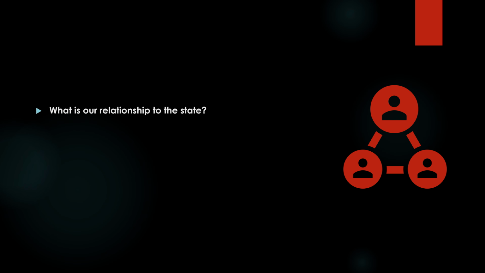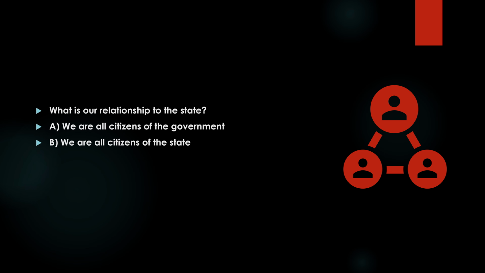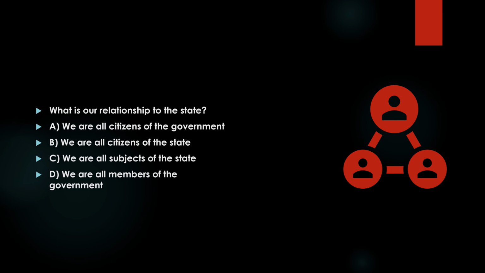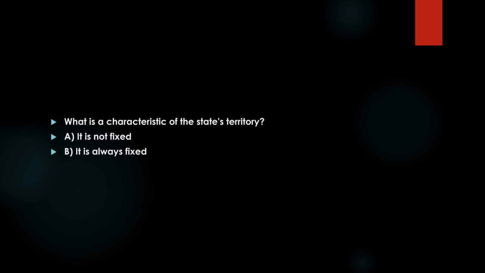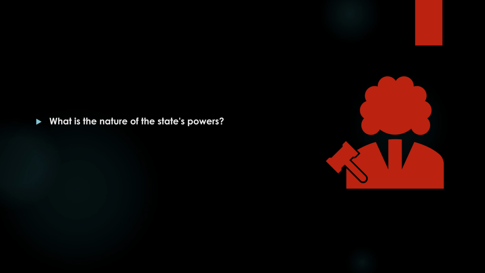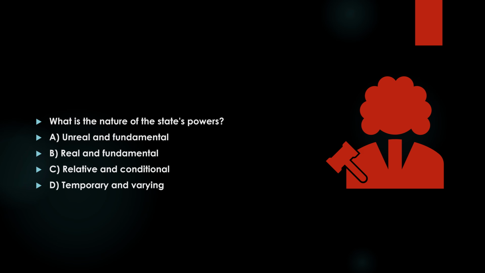What is our relationship to the state? We are all citizens of the government. We are all citizens of the state. We are all subjects of the state. We are all members of the government. Answer B, we are all citizens of the state. What is a characteristic of the state's territory? It is not fixed. It is always fixed. It is relative. It is conditional. Answer B, it is always fixed. What is the nature of the state's powers? Unreal and fundamental, real and fundamental, relative and conditional, temporary and varying. Real and fundamental.